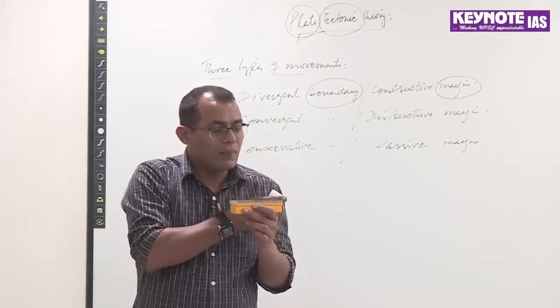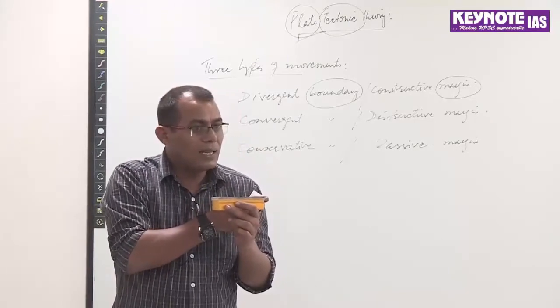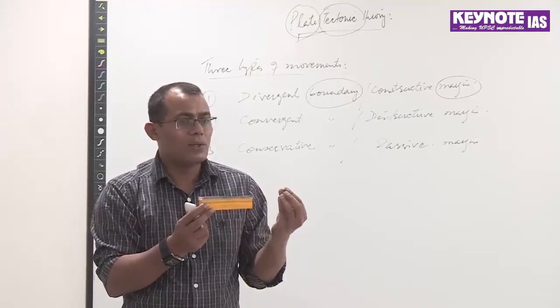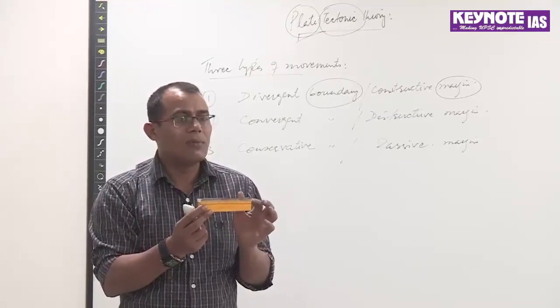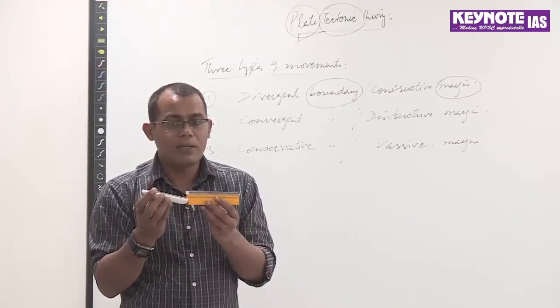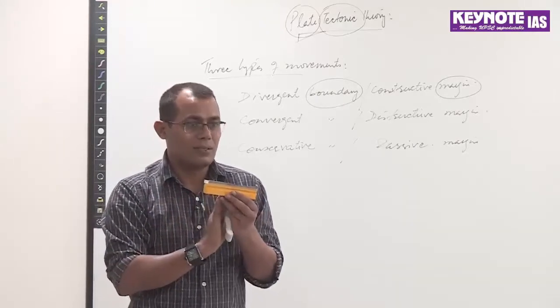So actually what is happening, let's say suppose it is diverging here and converging here. Let's say suppose one plate is also there and this is diverging, so this will be a divergent boundary, right? And this will be a convergent boundary. So what happens to these two boundaries?